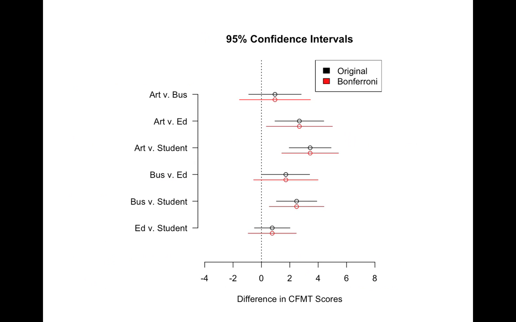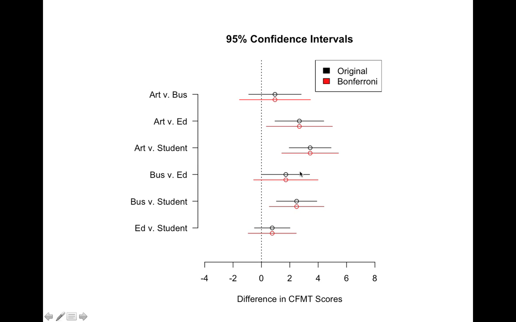Here's a picture of the intervals that we generated originally for the CFMT example, and then you see the Bonferroni intervals underneath, which are just a little bit wider. And so the idea is that these wider intervals will be a little bit more conservative, and you can see that's true. For example, for the comparison of business to education, before we made any sort of correction, the original interval didn't quite cover 0, so we were rejecting the null there.